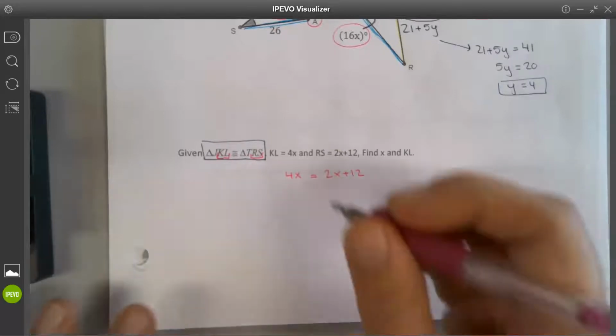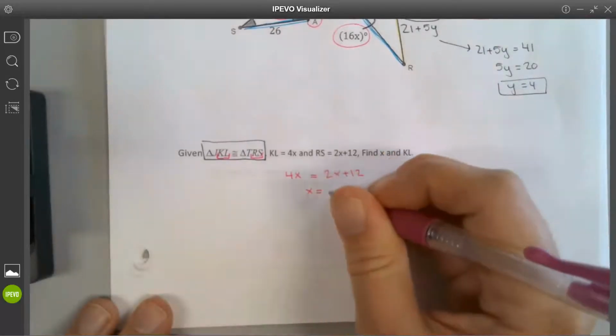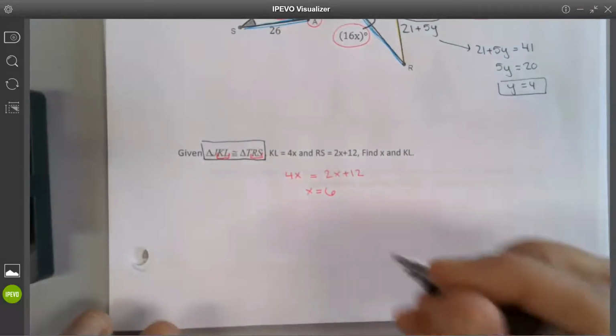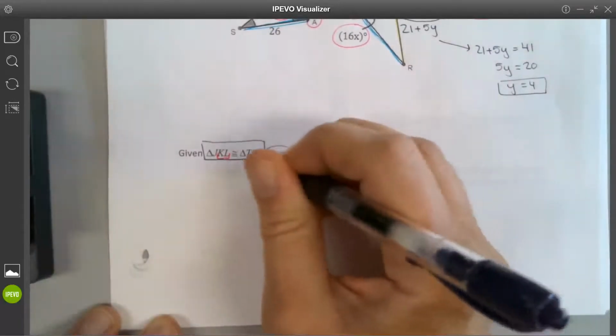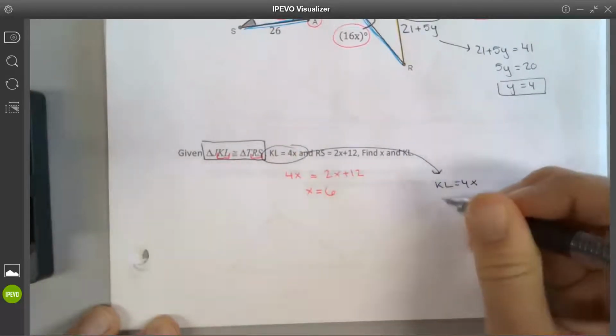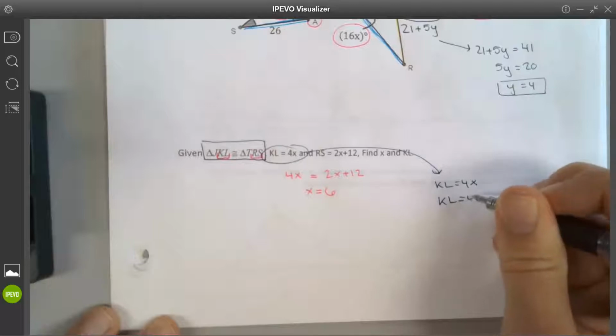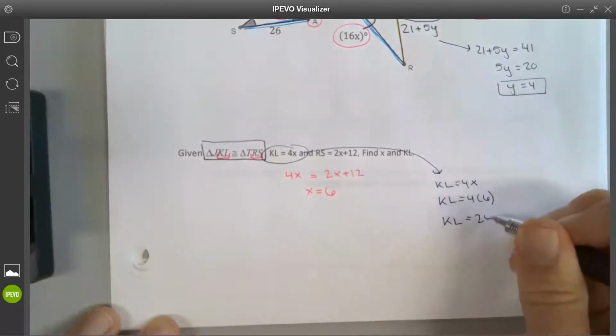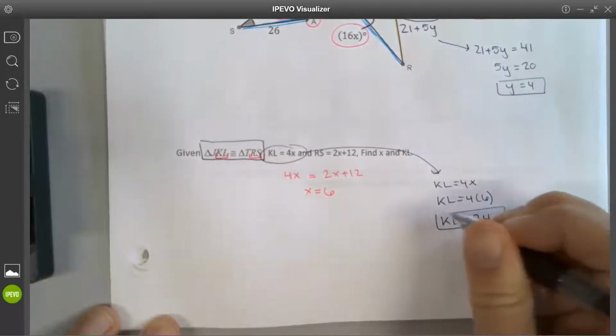Okay, so what did you get for x? 6. And so how do I find KL? Right, so KL is 4x, and if x is 6, then I'm just plugging that in, and so I get 24 for the length of KL.